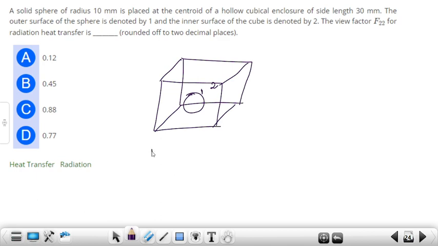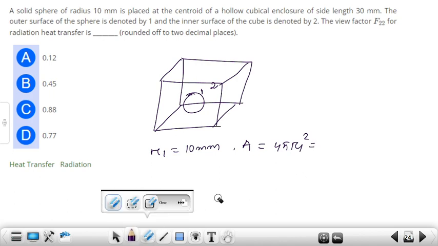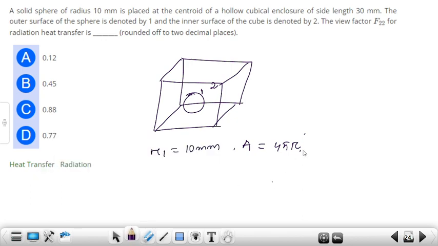Given R1 is 10 mm and area A1 is equal to 4 pi R1 square, later calculated. And A2, the cube area, is equal to 6a square, and the side length is 30 mm, so 6 into 30 square. And F12 is the view factor 1 to 2, equal to 100%.